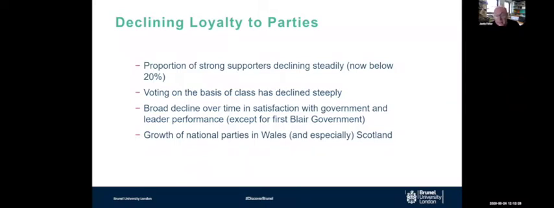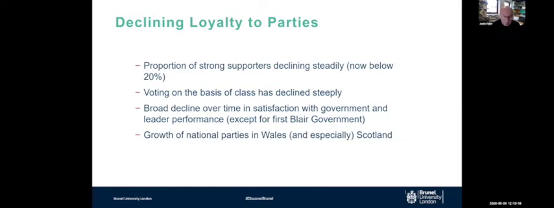Now, as you'll see, the exception here is actually the first Blair government, and I'll show you some data which illustrate that point really, really well. And then fourthly, what we've seen is the growth of national parties, both in Wales, but particularly in Scotland. Parties based not around traditional social divisions like class, but more around national identity. And that's become particularly important in Scotland, where of course we see at Scottish Parliament level, the Scottish National Party being in power and being a very powerful party in Scotland for some years now.